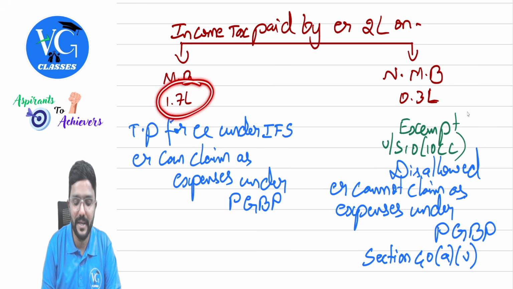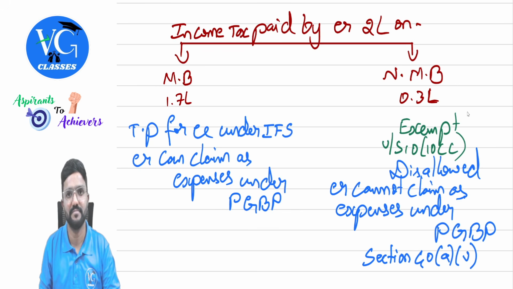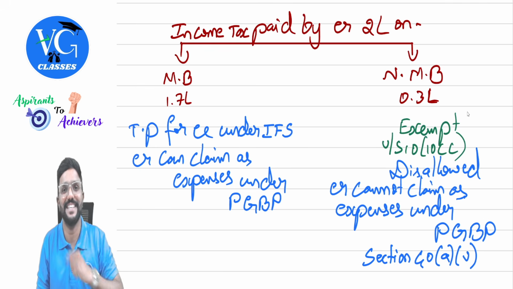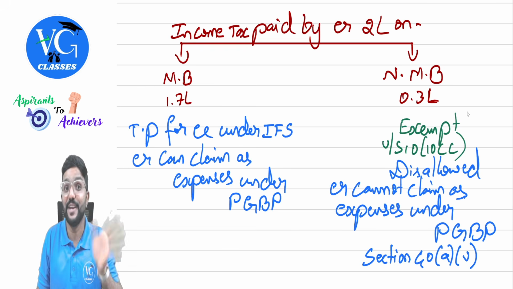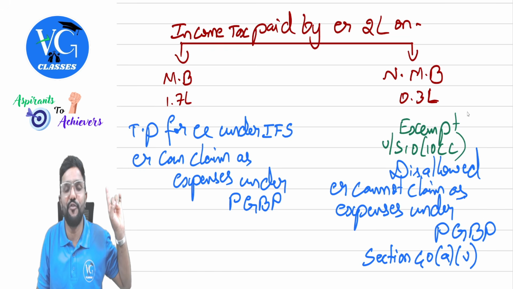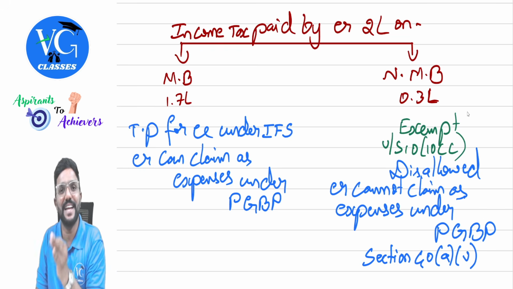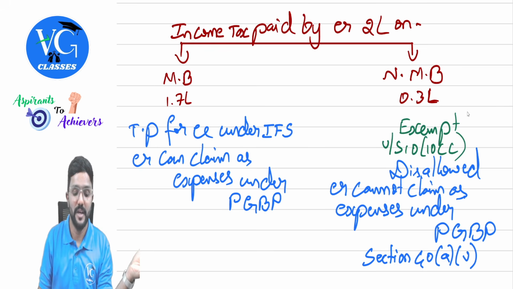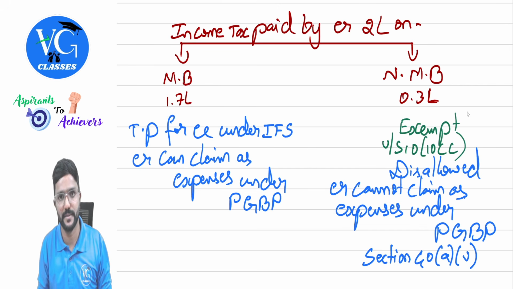And can 1.7 lakh be claimed as an expense by the employer under the head PGBP? Yes, he can claim it as business expenditure because employee is working for his company, no? Yes. If employer pays tax on his own income, he cannot claim deduction because section 40 will not allow it. But here, employer is paying income tax on the salary income of employee. How much? 1.7 lakh on the monetary benefit. That is allowed as an expense.